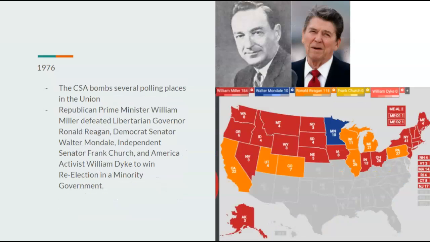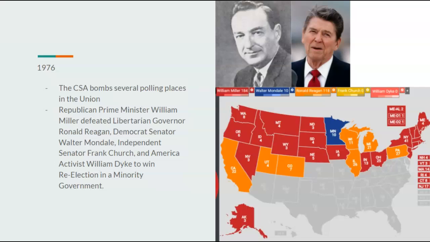The Confederacy bombs, it's not atomic or hydrogen bombs, they're just small makeshift bombs. And they bomb several places within the Union. They bomb Jefferson. They bomb Nevada, Nebraska, Iowa, Indiana, Ohio, several places. They're polling places, essentially.